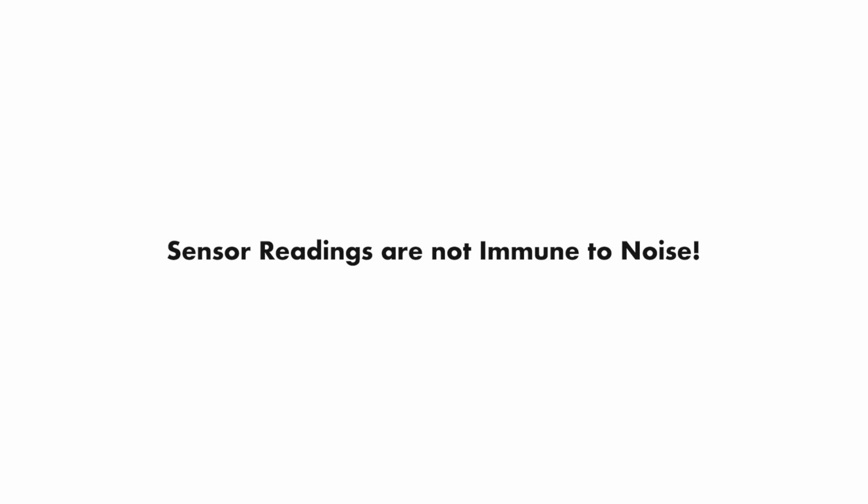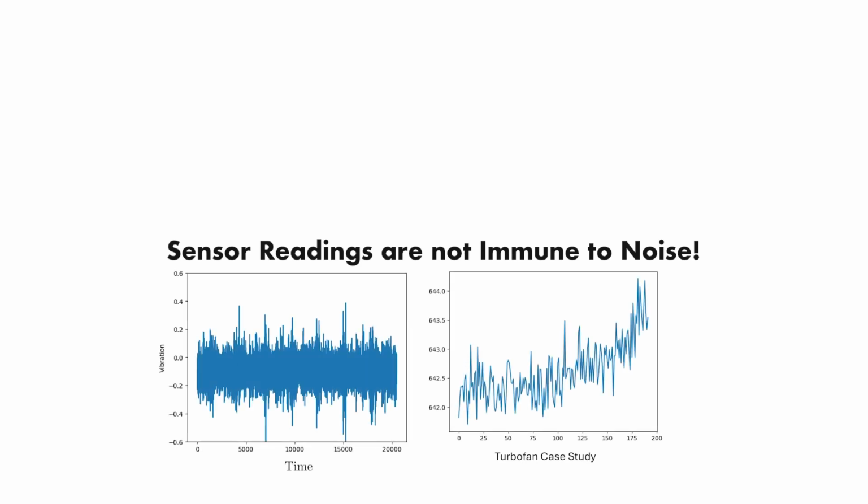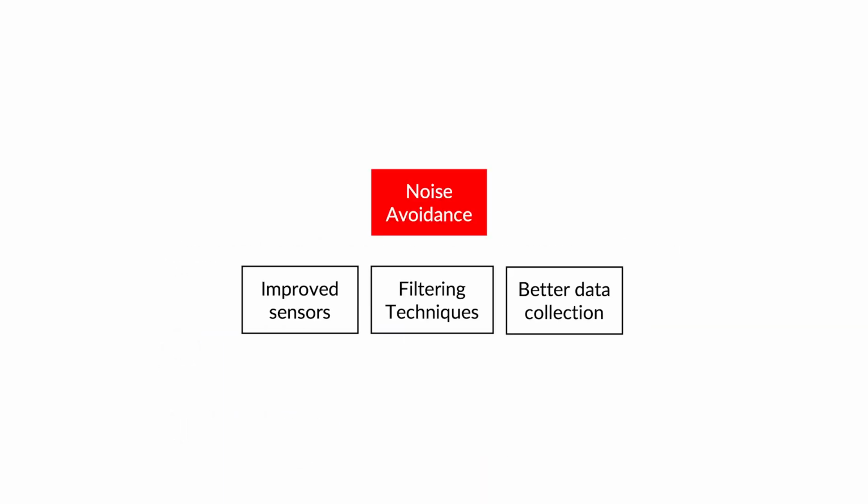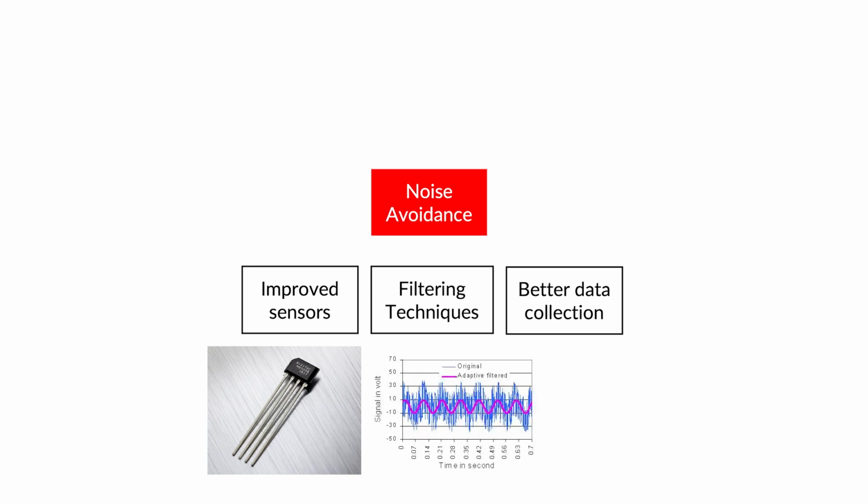In terms of noise in predictive maintenance, sensor measurements are not immune to noise, which means that sensor readings can include errors that do not accurately represent true values. Addressing this issue involves, for example, improving the sensors itself, implementing filtering techniques of noise, and ensuring robust data collection practices.